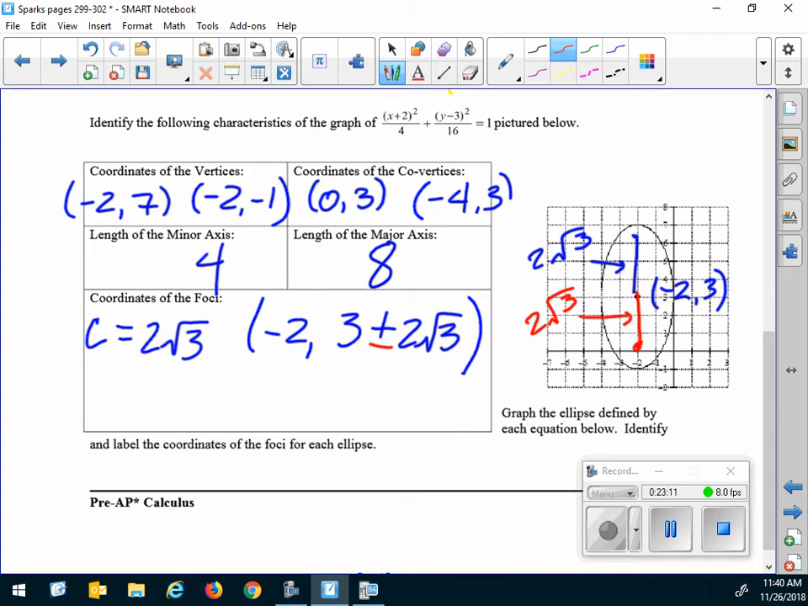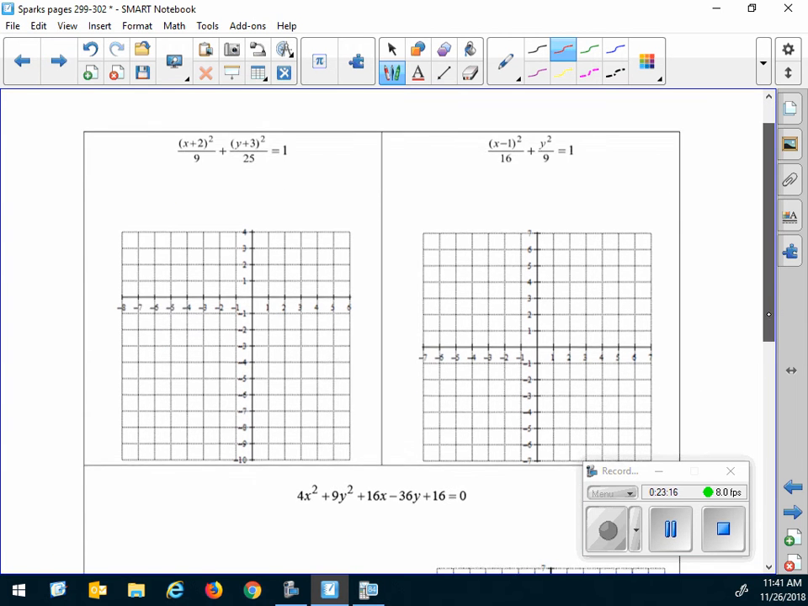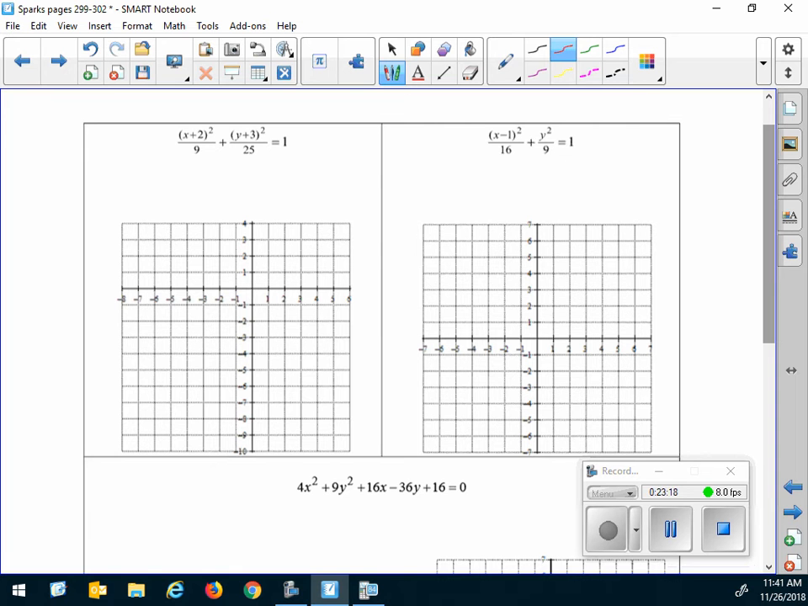Are you okay? Okay, the instructions on mine got cut off, but it says graph the ellipse, identify and label the coordinates of the foci for each ellipse. All right, fine, we can do that. Yours is cut off too? Oh, is it on the bottom of the other page? I need to fix that then, don't I?